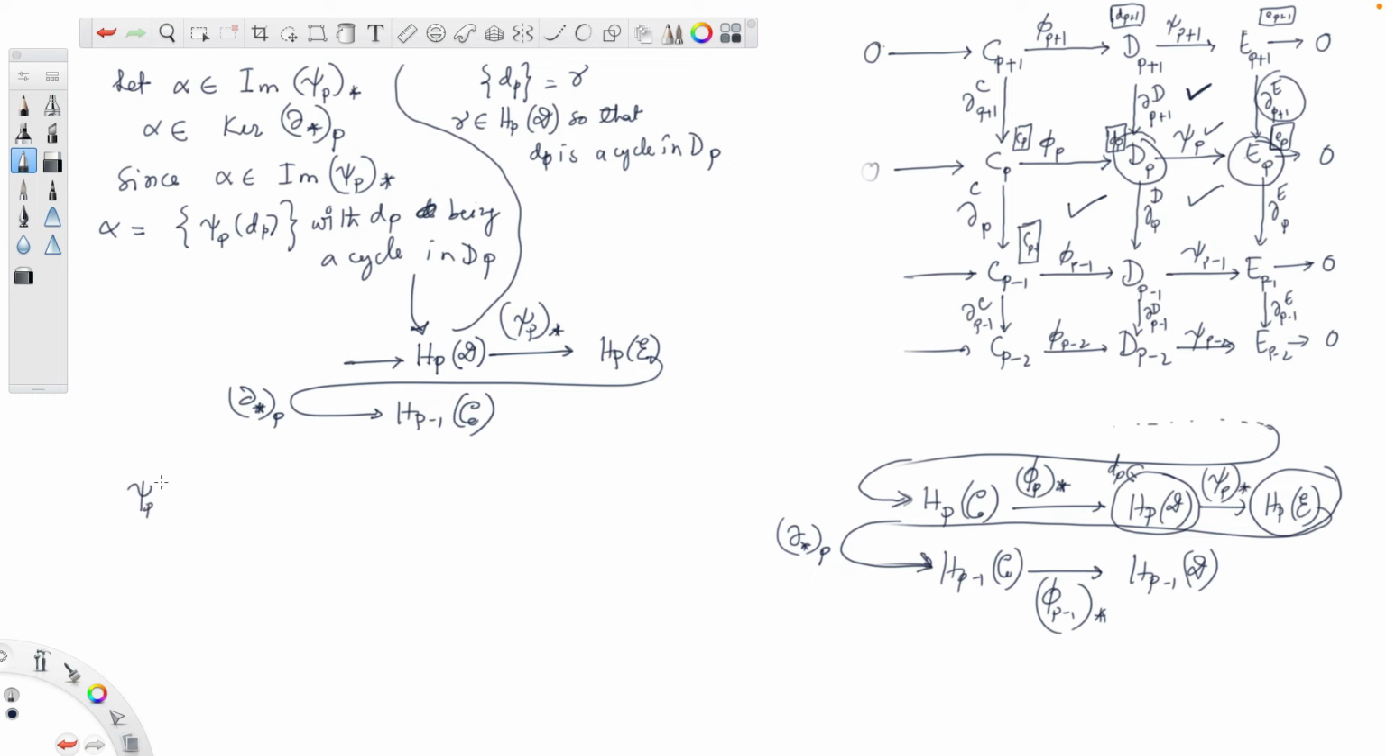So therefore psi p star gamma, the class of dp, is equal to alpha here. Gamma is equal to the class of dp and alpha is equal to the class of ep. So from here we get that psi p dp is equal to ep, the class of ep.